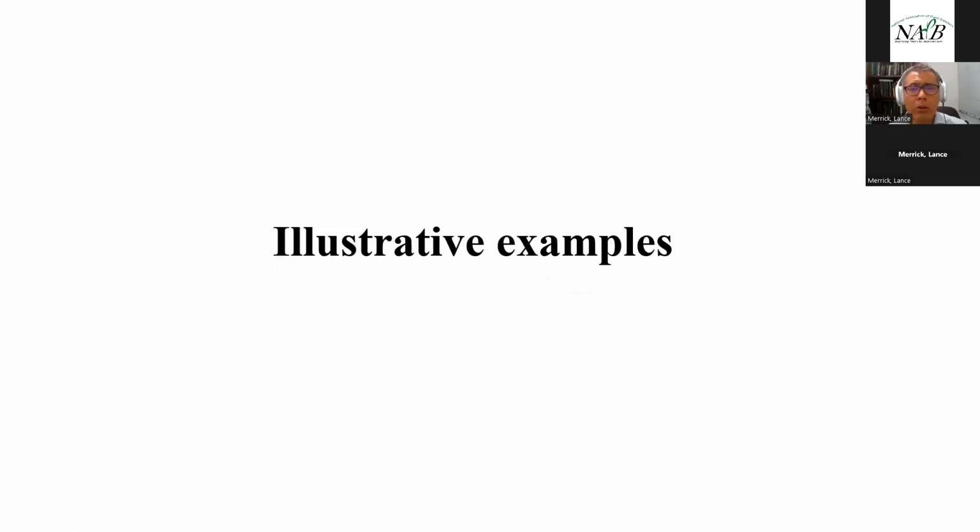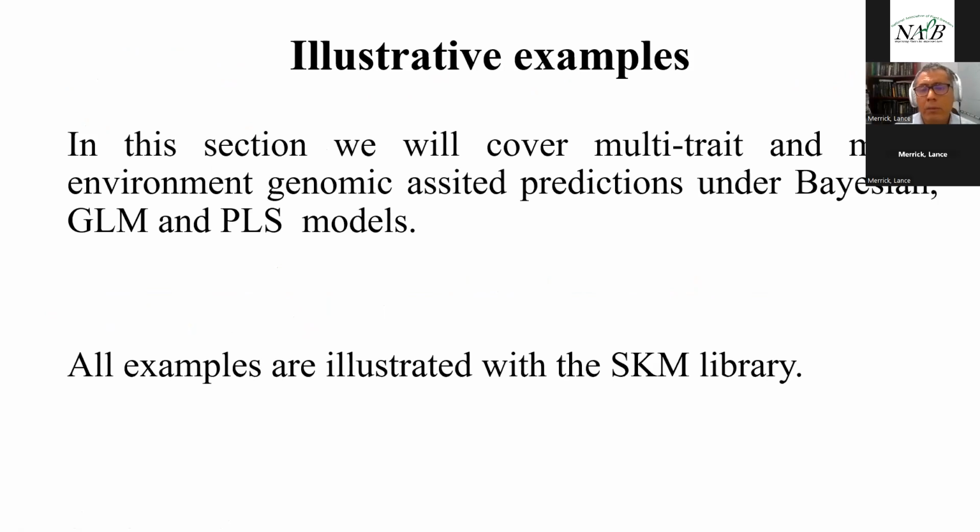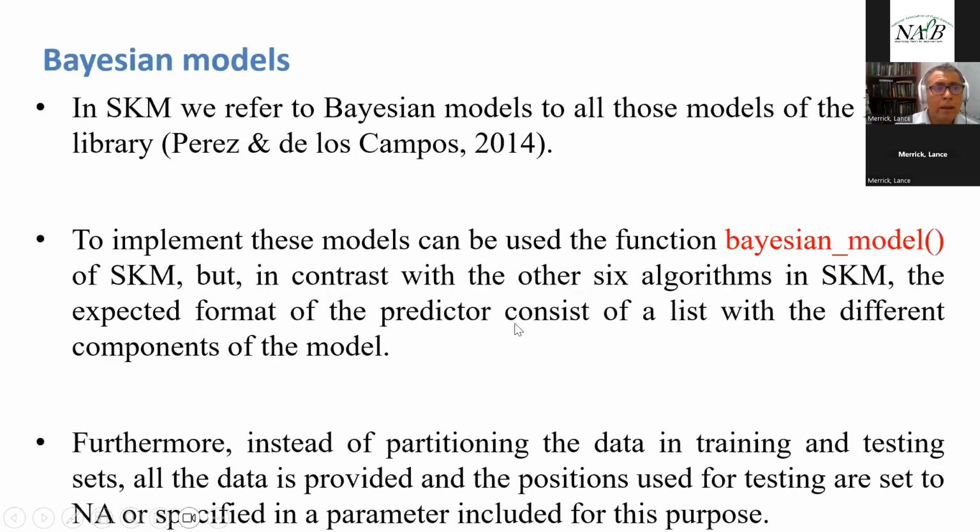Now, I will go to the illustrative examples so that you can understand a little better how to use this function. And I will provide examples for implementing multi-trait models only. As I mentioned before, I will provide examples for multi-trait and multi-environment genomic prediction for Bayesian models, for generalized linear models, and partial least squares models. I will start with the Bayesian models.